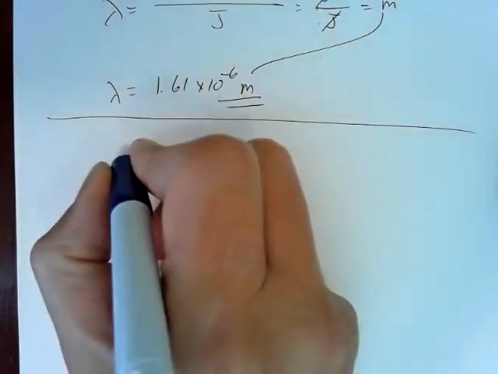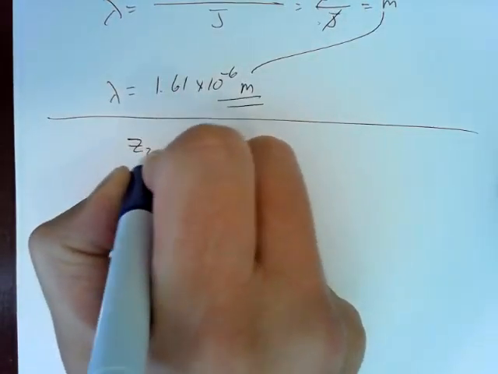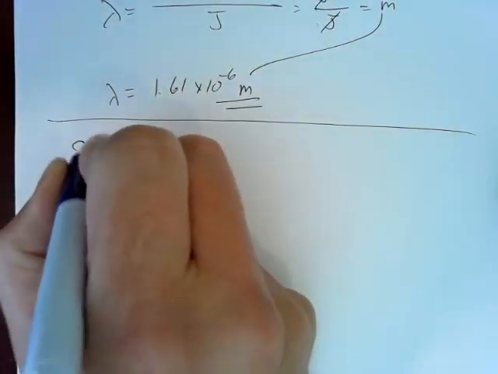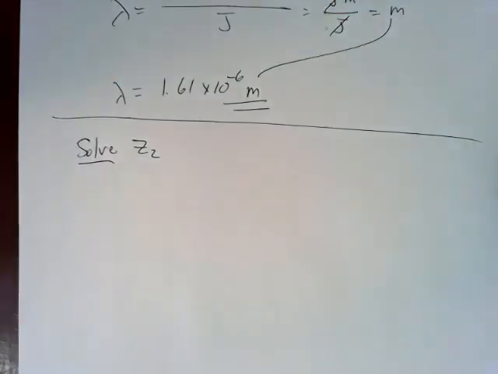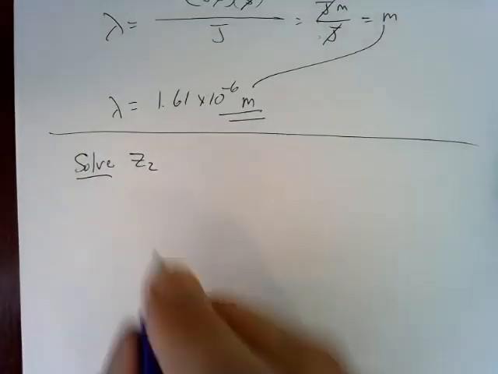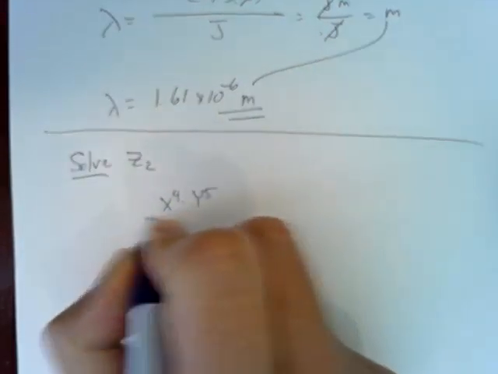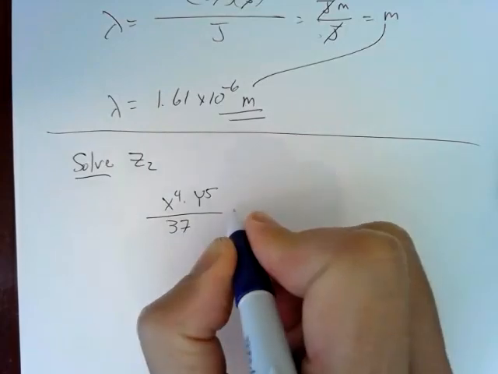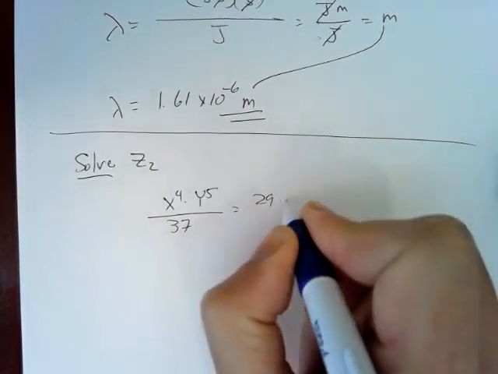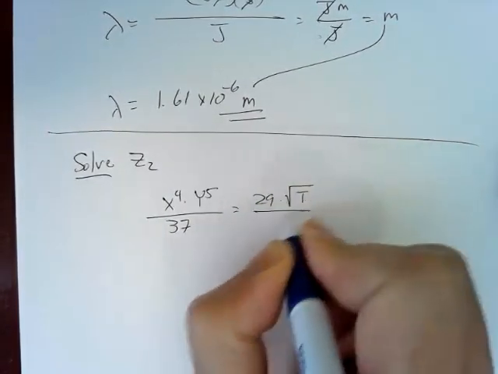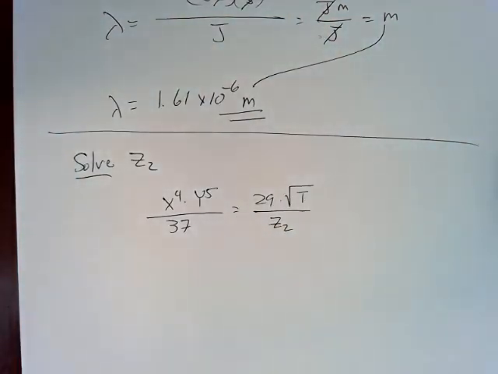Suppose in the following that we wanted to solve for the variable z2. So we're going to abstract this a little bit where we don't have numbers anymore. And let's say we had an equation that was x to the fourth, y to the fifth over 37 is equal to 29 times the square root of t divided by z sub 2. All right, so z sub 2 is just a variable. The 2 is just there to denote that it's different from z1. It's not a squared. It's not something like a fourth or the fifth.